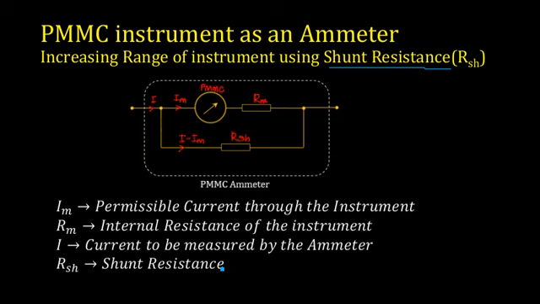And RSH is the shunt resistance, and I is the current to be measured by the ammeter.